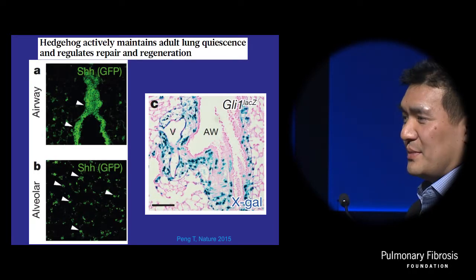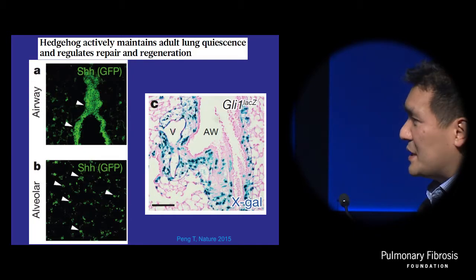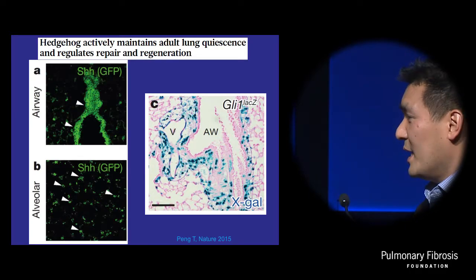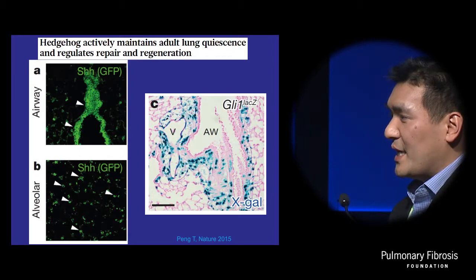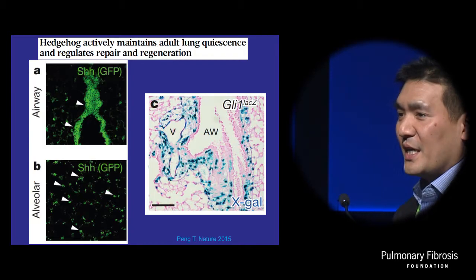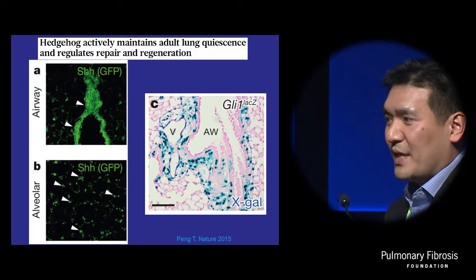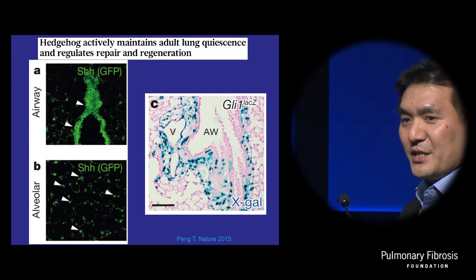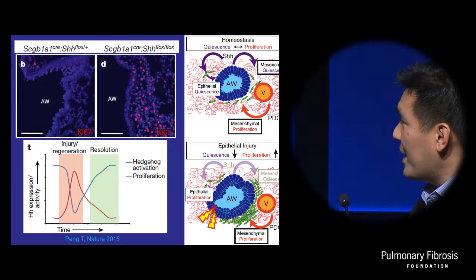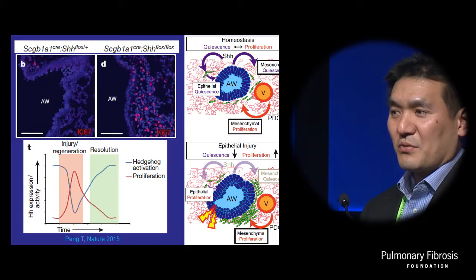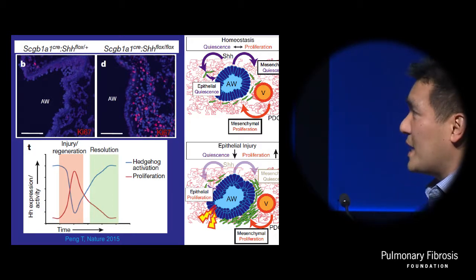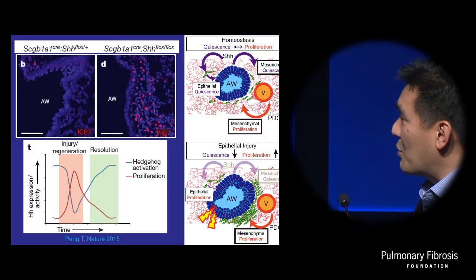Really, in a surprise report from Ed Morrissey's group, they found almost the exact opposite in a couple of ways. First, they found really high levels of sonic hedgehog, even at baseline in the adult lung, uninjured state. This is the green GFP here, high levels of hedgehog both in airway epithelial cells and in alveolar epithelial cells. They found high levels of Gli, again indicating activation of the hedgehog pathway in mesenchymal cells under uninjured conditions. The other way it differed was that here, instead of hedgehog inducing proliferation, it's actually suppressing proliferation. So this high level of hedgehog signaling is suppressing proliferation.